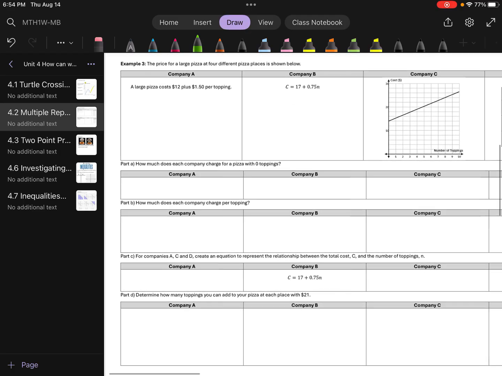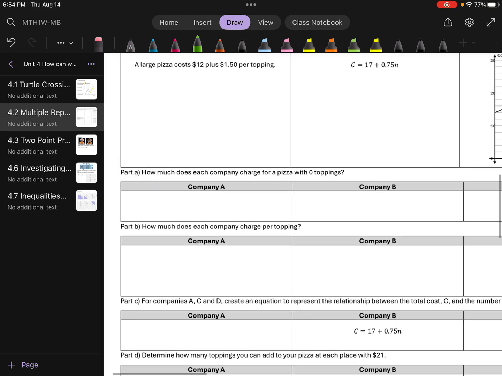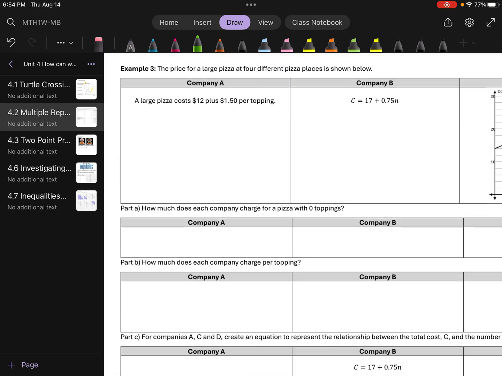Okay, so hopefully you have gone through and tried some of these questions. I'm going to do all part A, part B, part C, part D, all for company A to start. So it says here, company A large pizza costs $12 plus $1.50 per topping. How much does each company charge for 0 toppings? Okay, so it says that company A charges $12. So that's my initial value, meaning I don't pay anything extra. Or sorry, I only start paying once I want toppings. So it's $1.50 per topping.